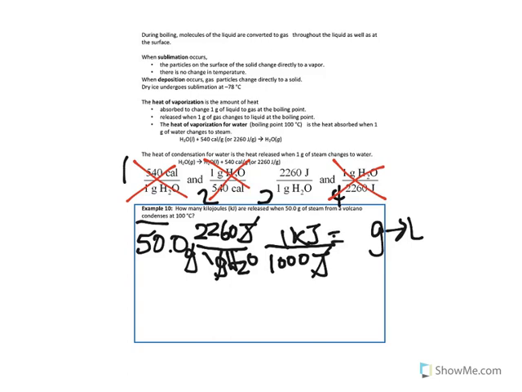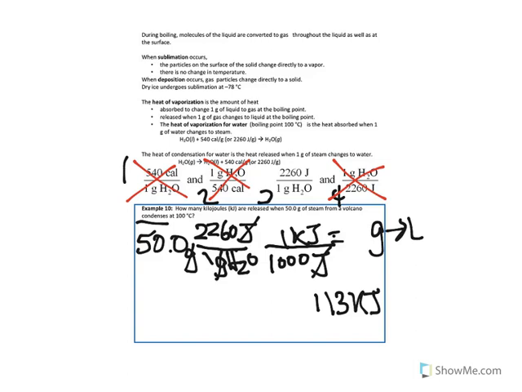So now we're going to put this in our calculator. We have 50 grams times 2,260 tells us that there are 113,000 joules, but we're going to divide that number by 1,000 to get us into kilojoules, and we get 113 kilojoules of energy.